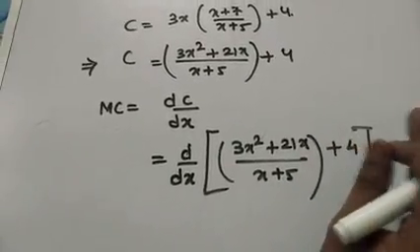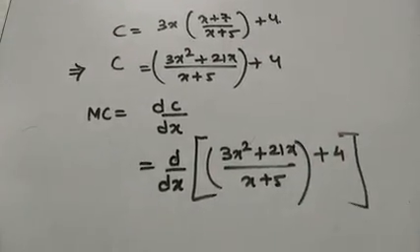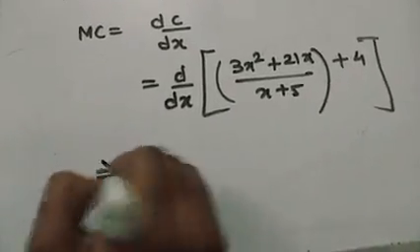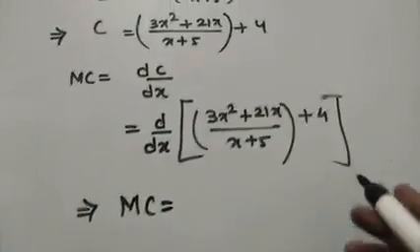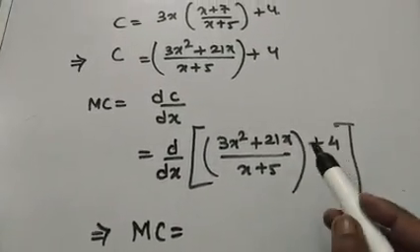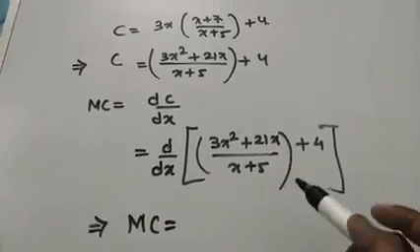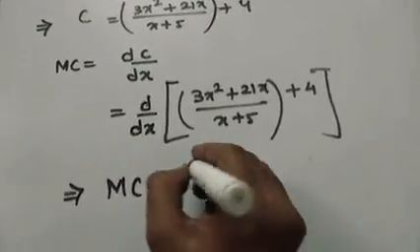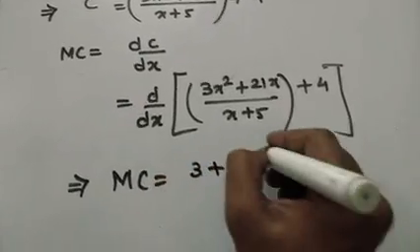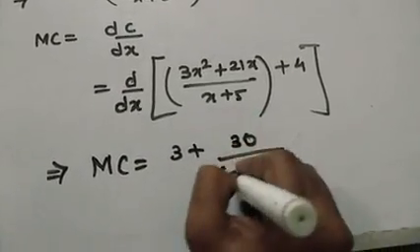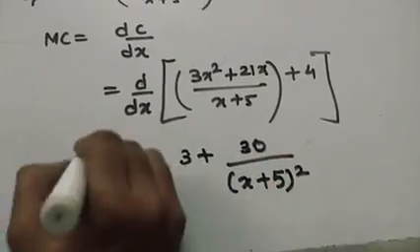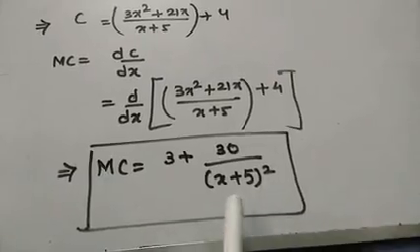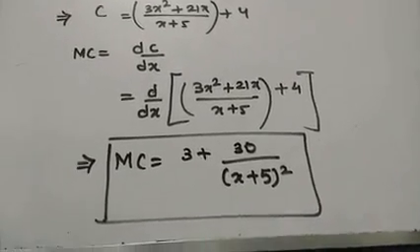So your task is to simply differentiate this. After differentiating all this, I'm just writing the final outcome. We have done this multiple times, the division rule. So this is the homework for you, just simply differentiate. After differentiating, you will get this particular form. You have to convert into this form. The marginal cost you will get is 3 plus 30 divided by (x plus 5) whole square.